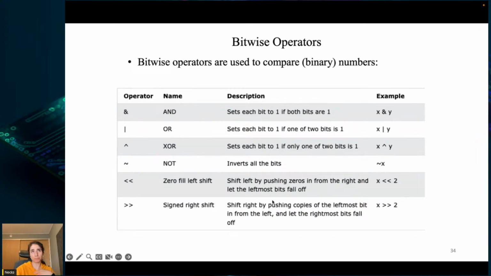Left shift means pushing zeros in from the right, and letting the leftmost bits fall off. This is shift left. And this is shift right, pushing copies of the leftmost bit in from the left, and letting the rightmost bits fall off. And we show it like this.